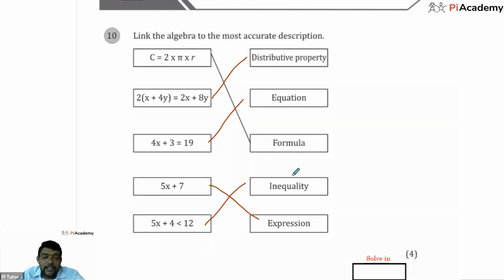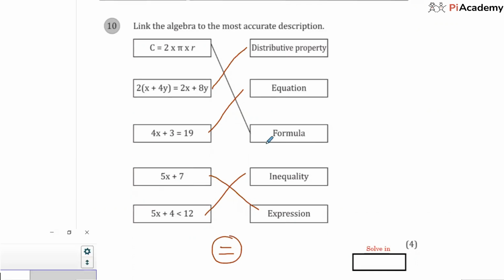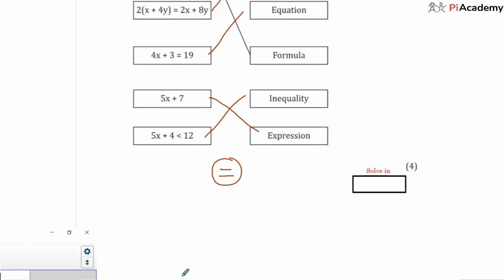Now, what is the difference between an equation and an expression? Equation is equal to something. It has the equal symbol. Yes, an equation basically has an equal to sign. And an expression doesn't have an equal to sign. And an inequality is when you have an inequality sign, whether greater than or less than. Sir, what's distributive property? It also has an equal sign to it.